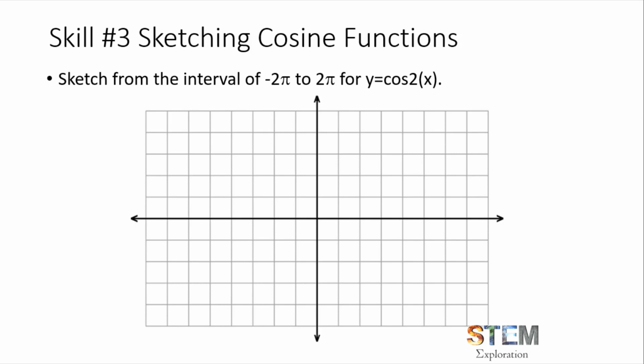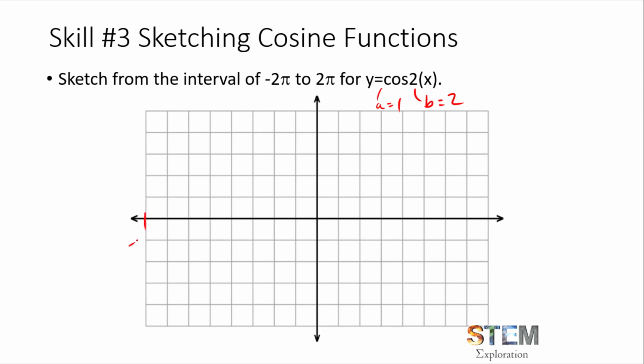So to finish off, let's talk about sketching cosine functions. All right, so here I have an amplitude of a cosine function equal to 1, and the number of cycles from 0 to 2 pi equals 2. All right, and so what I'm going to do here is just pick some really convenient values.